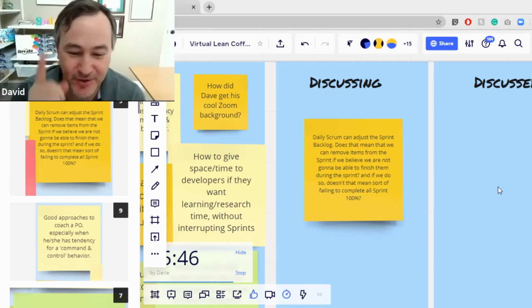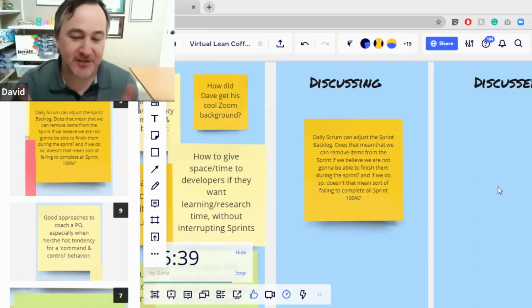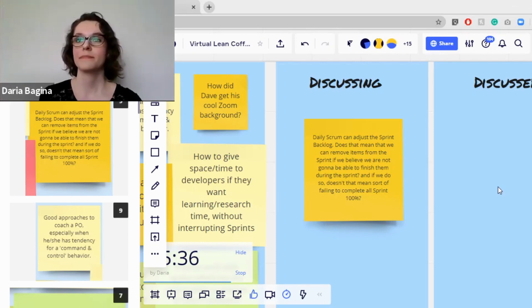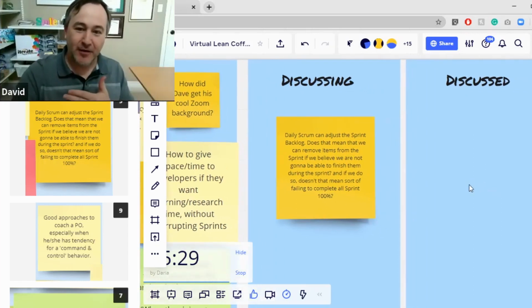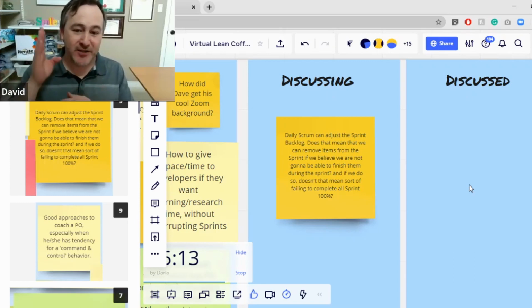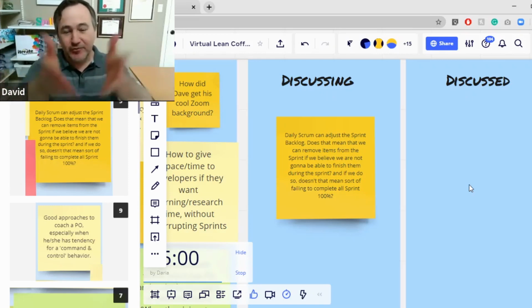I'll respond right away to the 2 question marks that are here. Does that mean that we can remove items from the sprint if we believe we are not going to be able to finish them during the sprint? I mean, sensibly, I think if the team feels that they're not able to finish what they had planned from sprint planning, they responsibly should have some negotiation with the product owner. And if there's too much work to do within the sprint, they do need to figure out a way to reduce that scope, perhaps while still achieving the sprint goal. Maybe there's still a way to achieve the sprint goal while cutting back some of the work without cutting back the quality. There's a thought. Over to you.